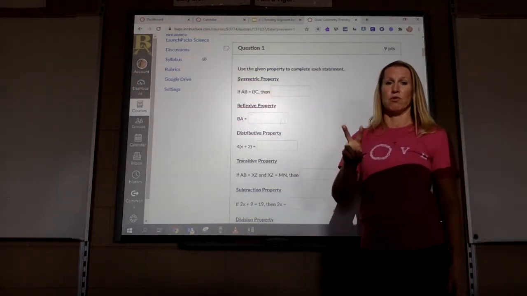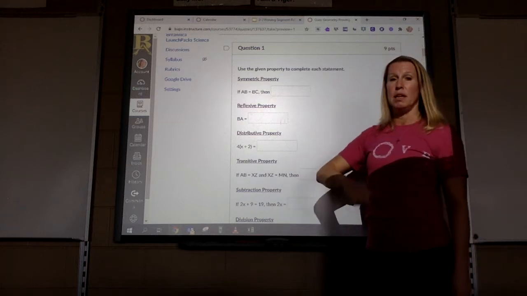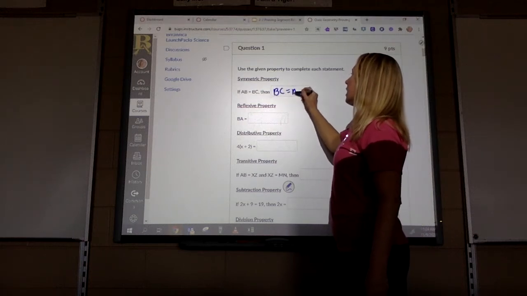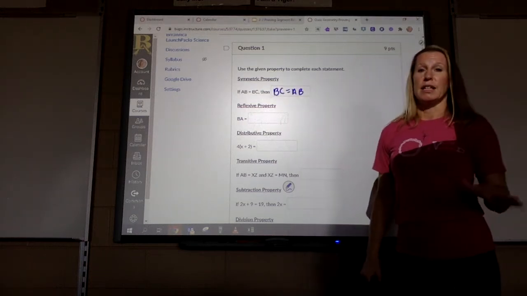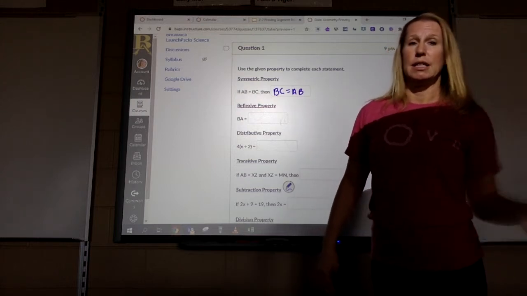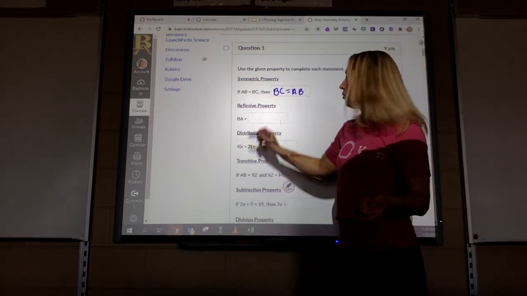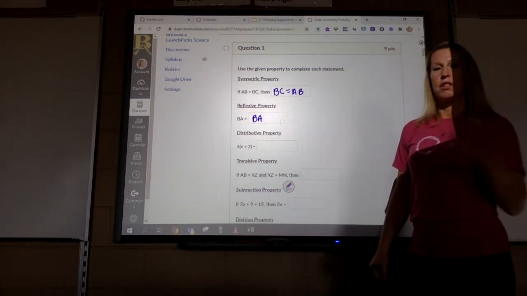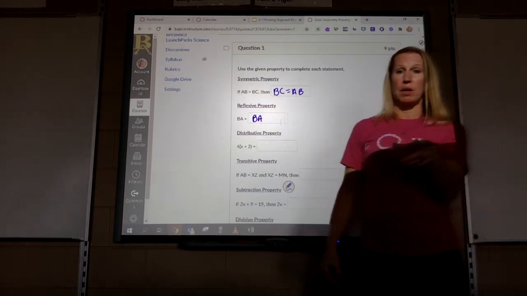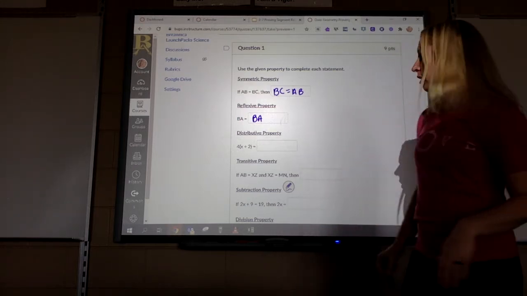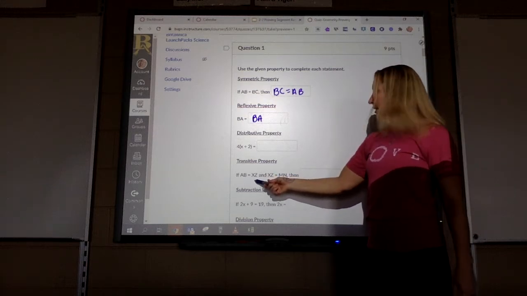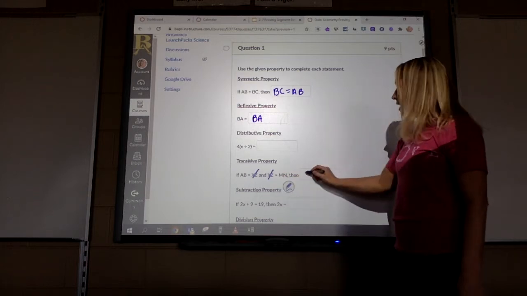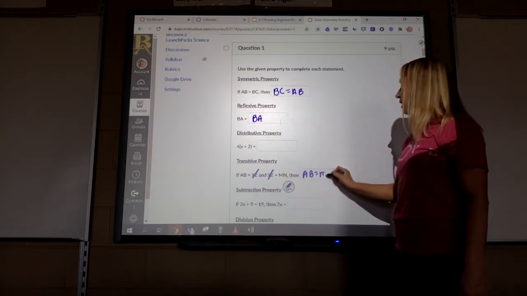Symmetric property is, remember, like the converse. If AB equals BC, then you can flip it and say BC equals AB. Reflexive property is when it equals itself, identical to itself. So BA would equal BA. And then you know the distributive property. Transitive property is the one where it takes out what's repeated. So if AB equals XZ and XZ equals MN, I can take out what's repeated and say AB equals MN.